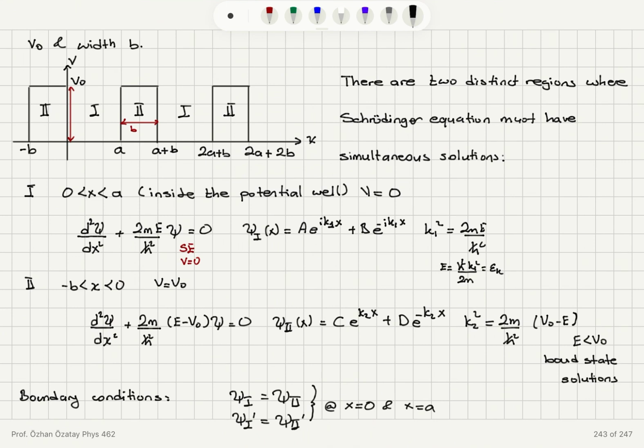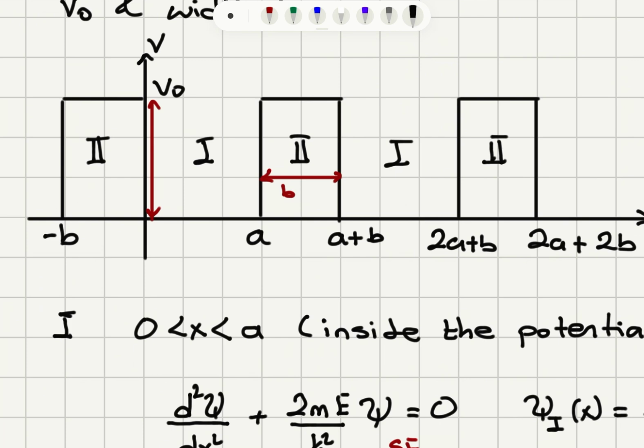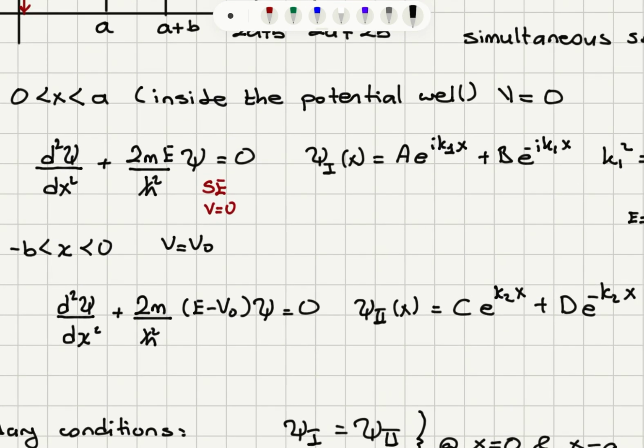Now in the second part, between minus b and 0, so this is inside the square potential. Potential is V0. For bound state solutions for energy less than V0, we write Schrödinger's equation for the case where potential is equal to V0. So we have d squared psi dx squared plus 2m over h bar square (E minus V0) psi equals 0.